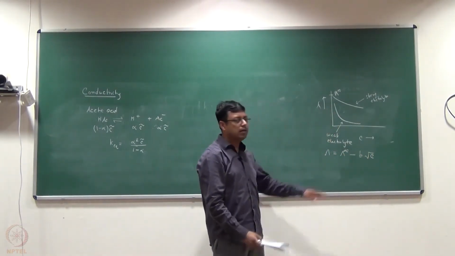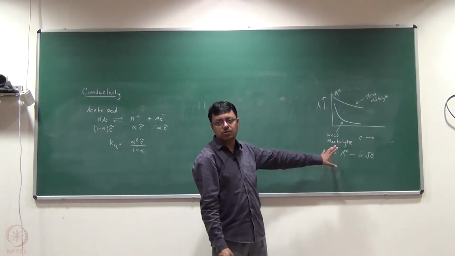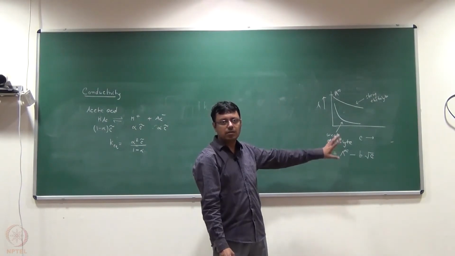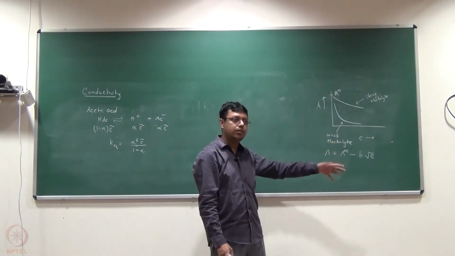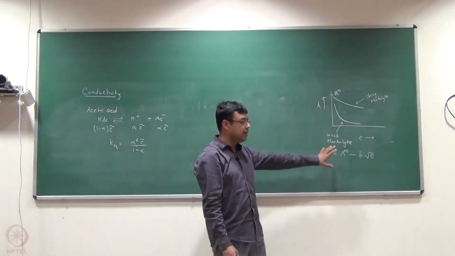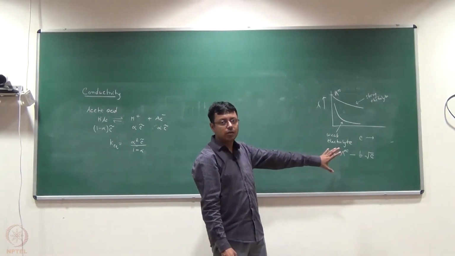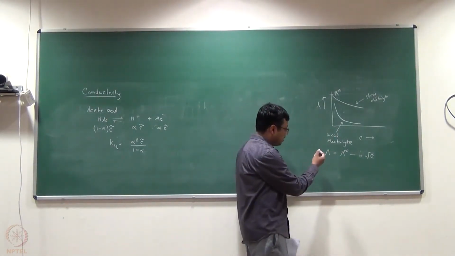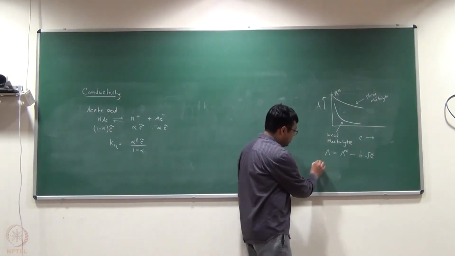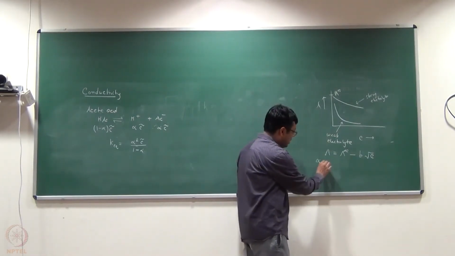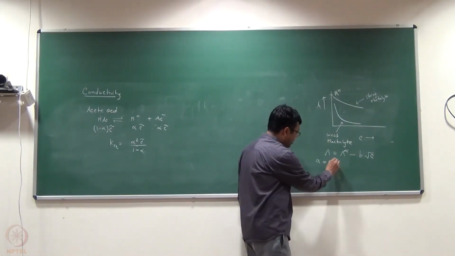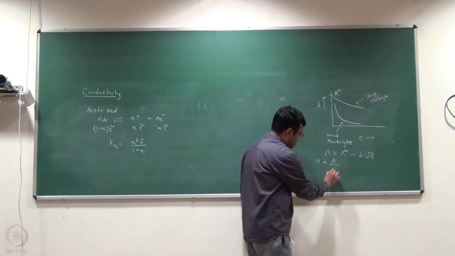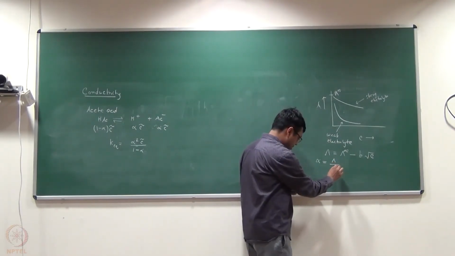But this is actually one type of form which acetic acid shows. Maybe your formic acid or some other acid may show a completely different nonlinear form. Again, that's why it's called empirical fitting. Now, one can also say that this degree of dissociation is equivalent to something like lambda divided by lambda infinity.